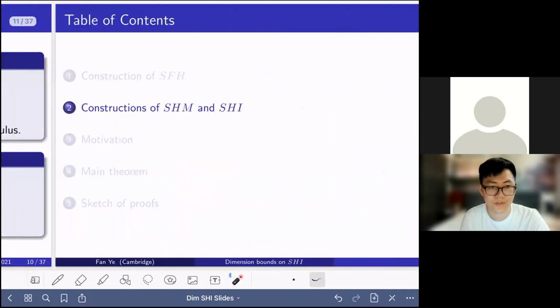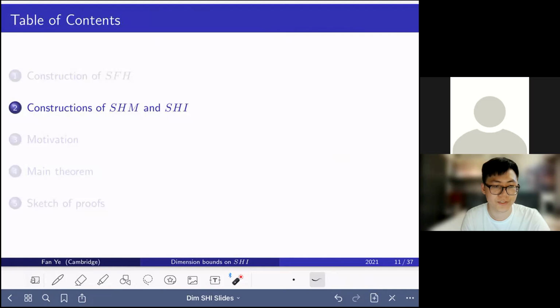Then let's go to the constructions of SHM and SHI.